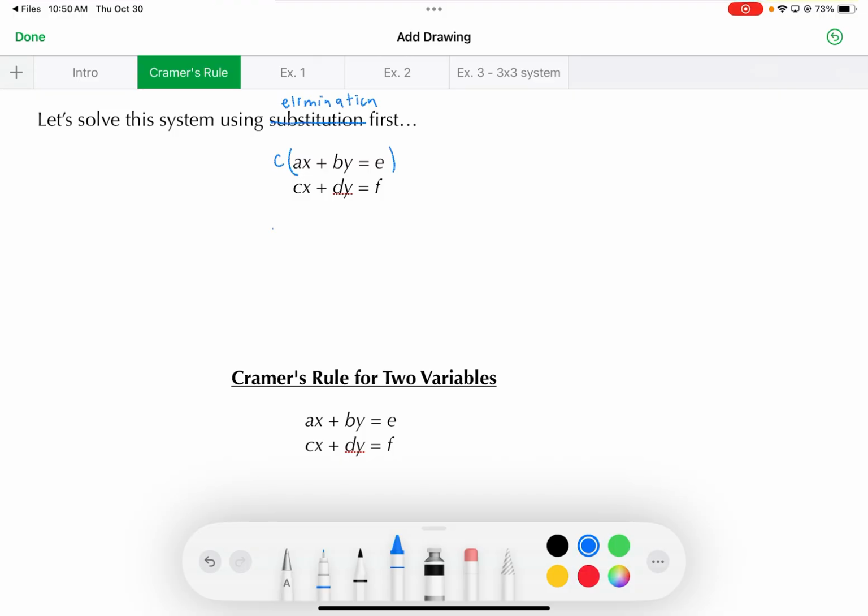I'm going to say that's ACX plus BCY equals CE. And then how about I multiply the second equation by negative A? That's going to give me negative ACX minus ADY equals negative AF.